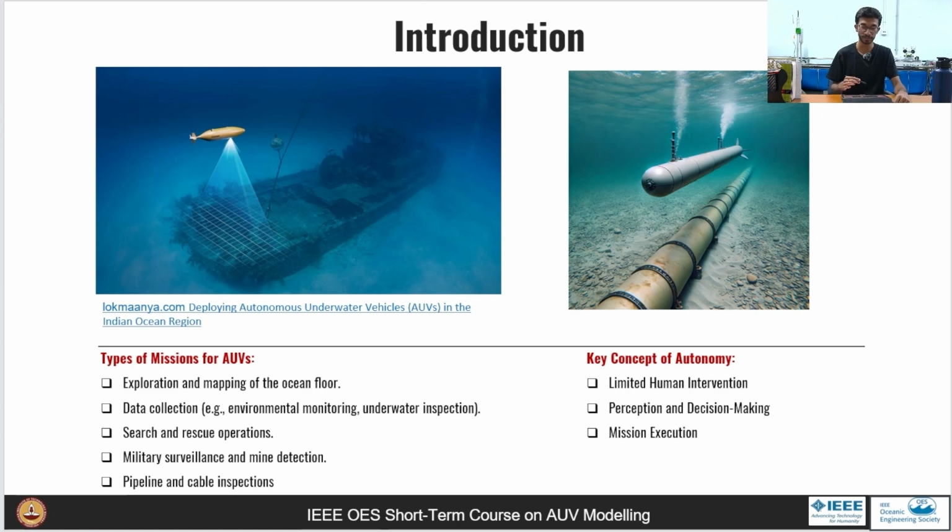You might notice that for all of such applications, the key aspect is that we need limited human intervention. The AUV system or the autonomous system needs to have a perception module and a decision-making capability. To execute such complex missions, the AUV system needs to have the autonomy module present in it, and that is the key motivation behind the autonomy module.